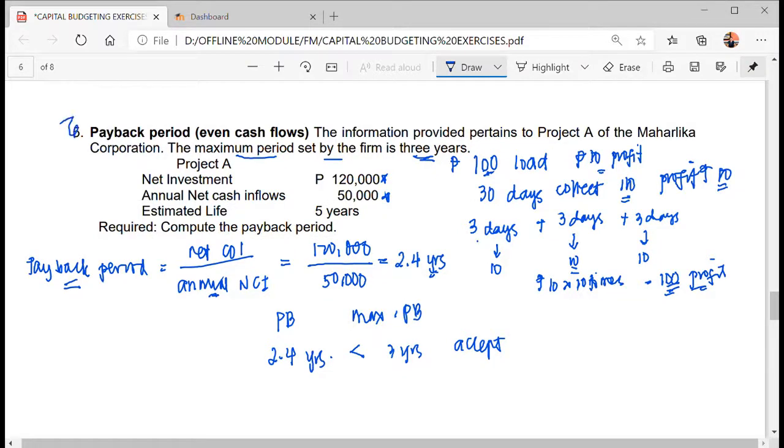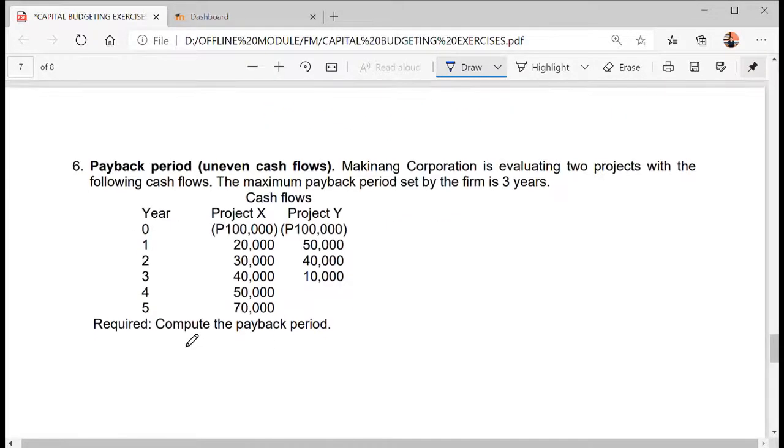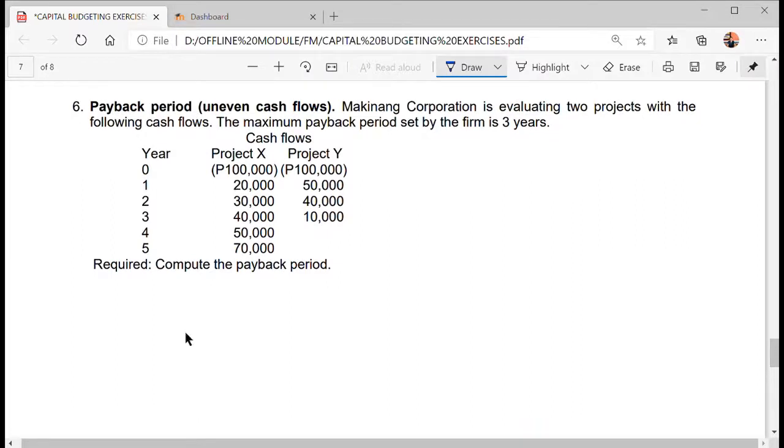Okay. Then we'll proceed with question number 7. This time this is uneven. Okay, so kung uneven, pwedeng i-follow ang structured nga format, pwede pod og i-follow tong tinamban nga format, so whichever is preferable. So both of the projects here are uneven cash flow.